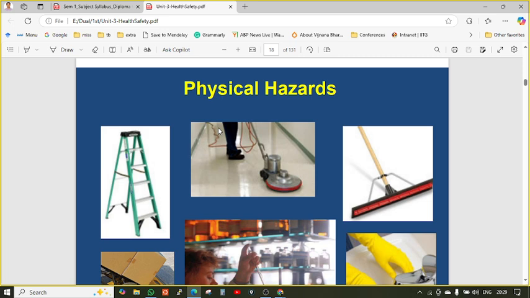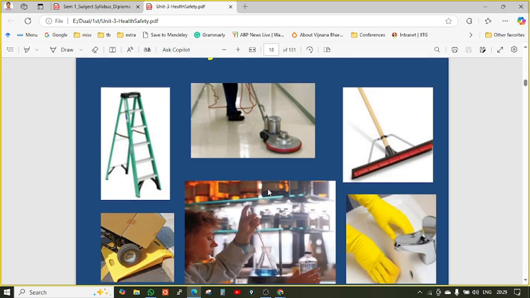Physical hazards means someone is going to be hurt physically. If you fell down and your hand or leg was broken, that is a physical hazard. So there are some instruments here. In order to avoid physical hazards, we can discuss some things here. If you are climbing a ladder and it is a broken ladder, and you are climbing on that, you may fall down.